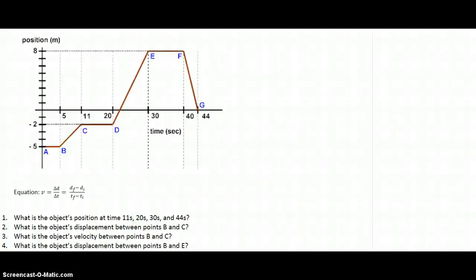Let's do some of these problems together to get you started. So on number 1, the first part of the question wants me to find the x.